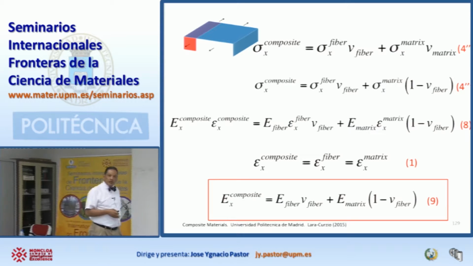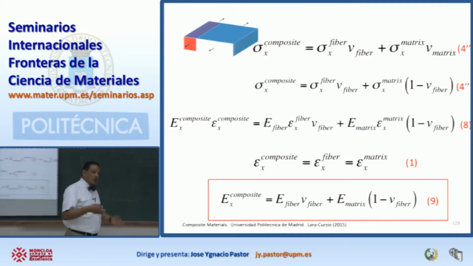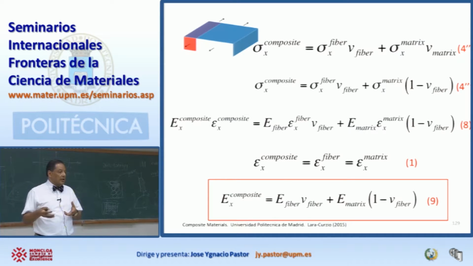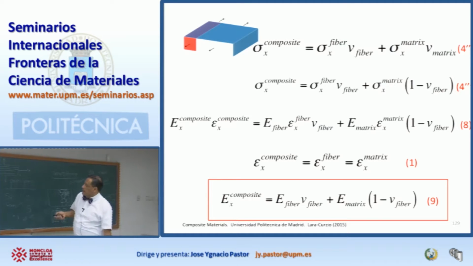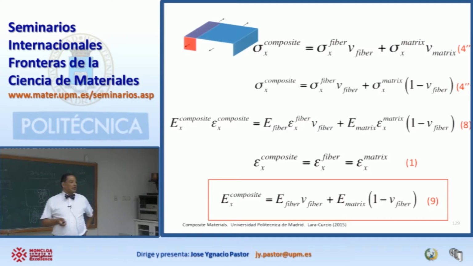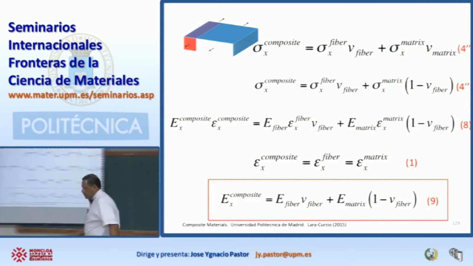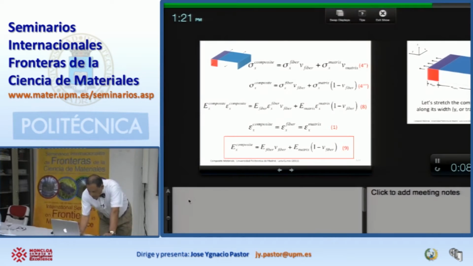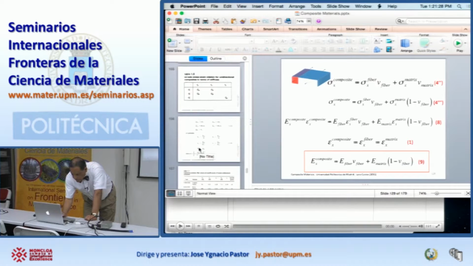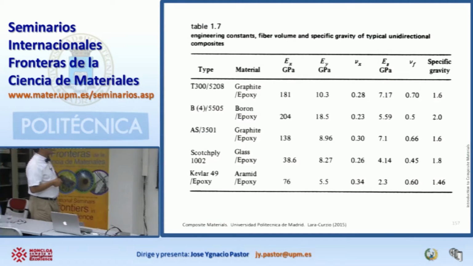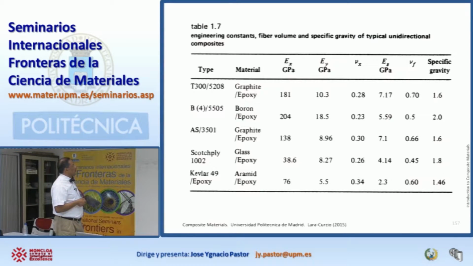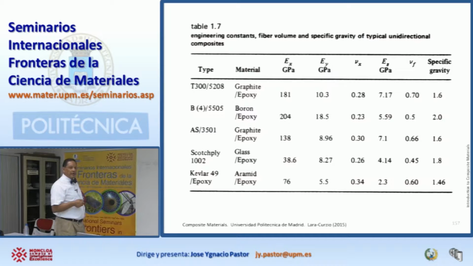And this is a very important relationship because if you are dealing with a composite and you know the properties of the reinforcing phase and the properties of the matrix, you can predict what the properties of the composite are going to be using the rule of mixtures, provided you have the iso-strain condition. Okay? So when I show you this table with the properties of a composite, and you have a composite of fibers, these are the T300 fibers and the epoxy matrix. This value that you see here, you can calculate this using the properties of the fibers and the properties of the matrix using the rule of mixtures.